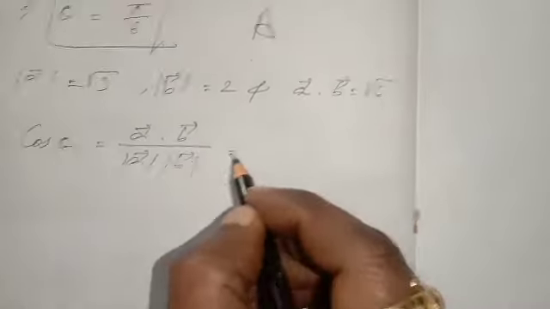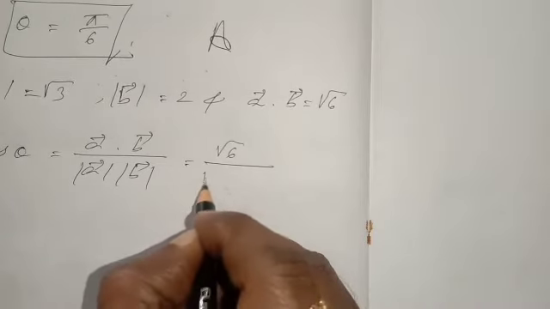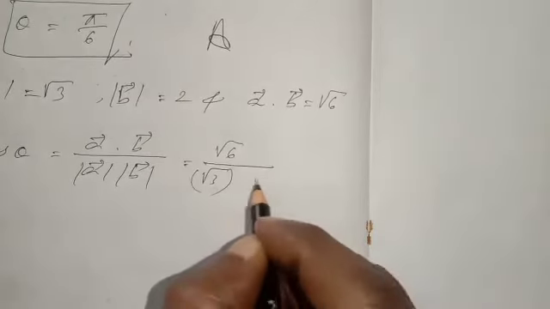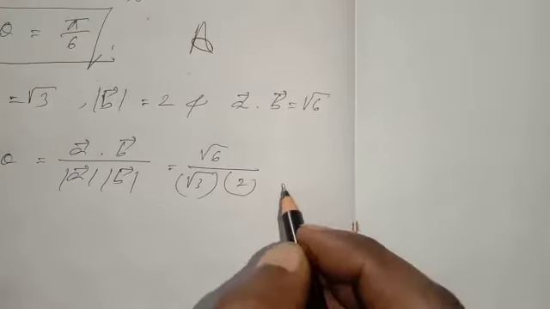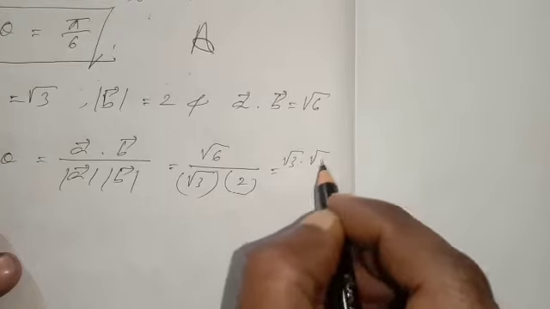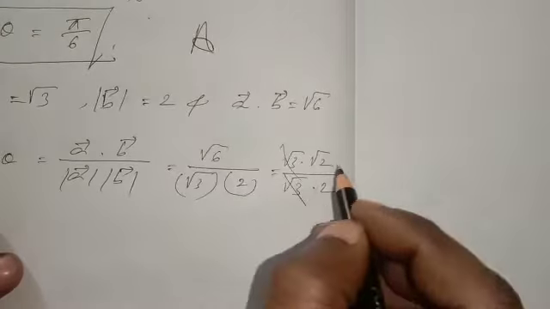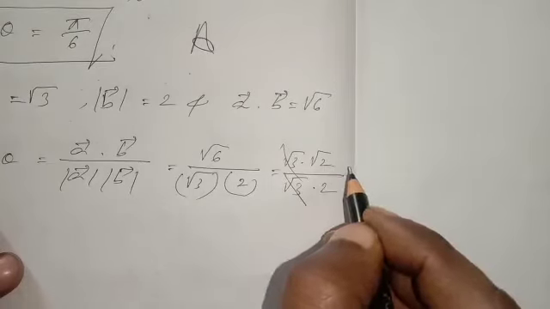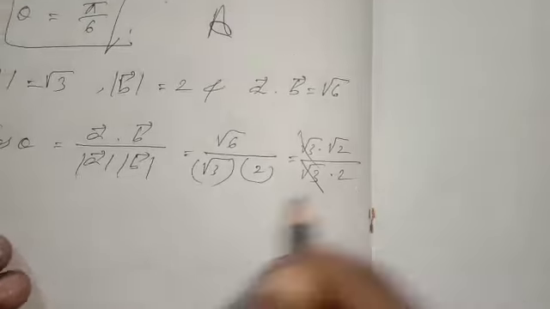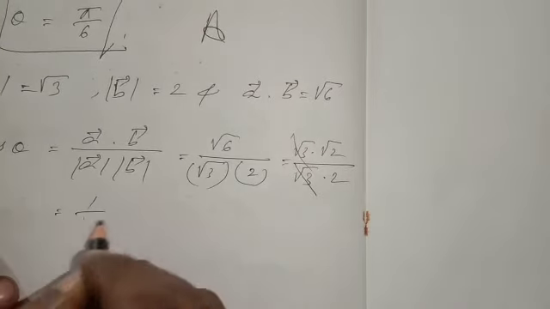A dot B is root 6, the magnitude of A is given as root 3, and the magnitude of B is given as 2. Now, root 6 means root 3 into root 2, over root 3 into 2. The root 3 cancels, and root 2 by 2 means 1 by root 2.